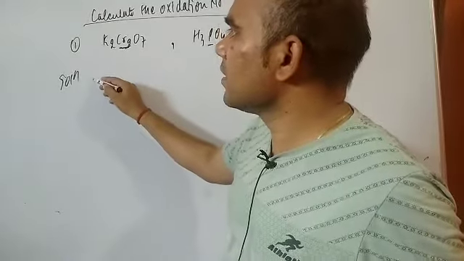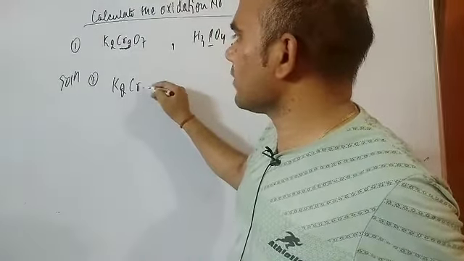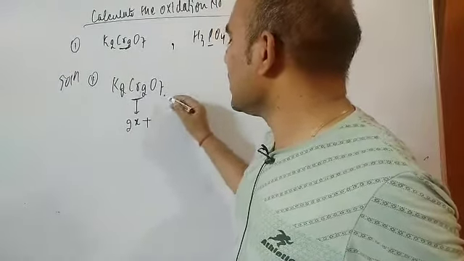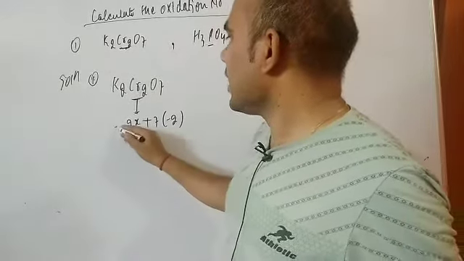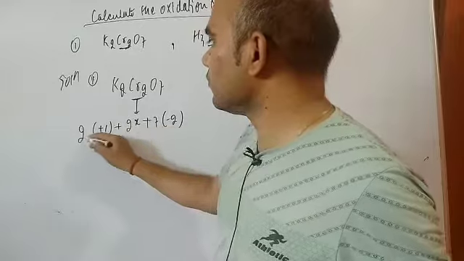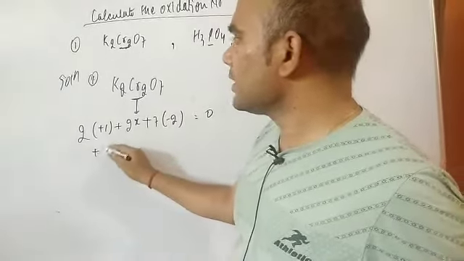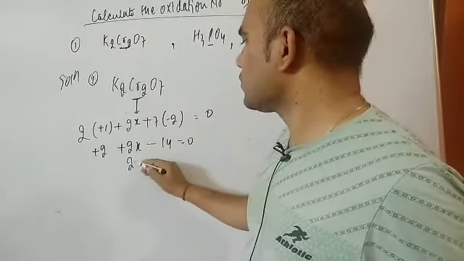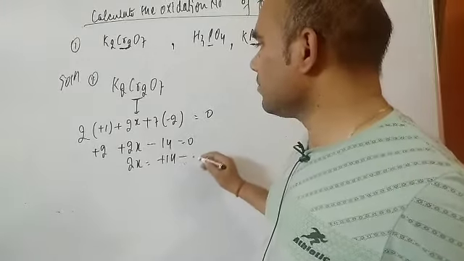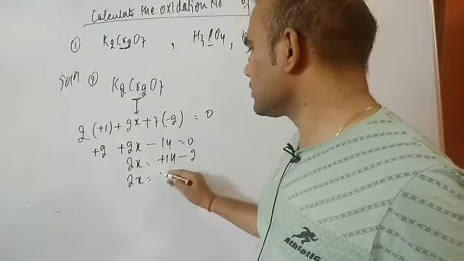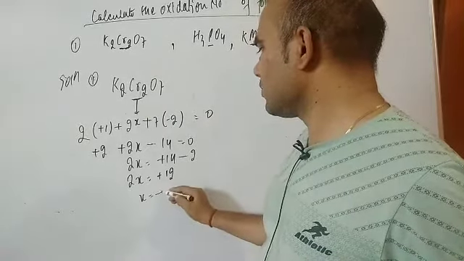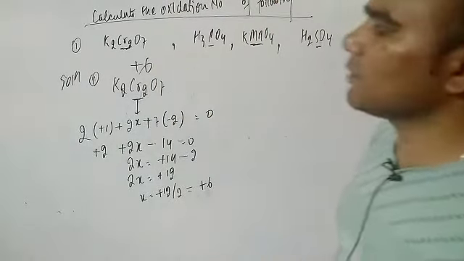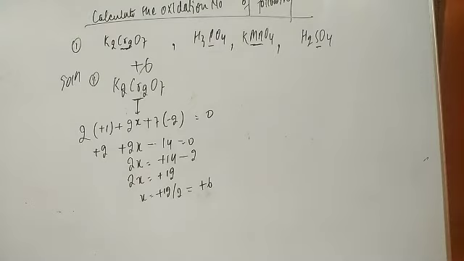Solution 1: K2Cr2O7. Chromium you consider to be x; 2 chromiums are there, so 2x. Each oxygen is -2, and potassium is +1 from group 1, multiplied by 2, equal to 0. So +2 plus 2x, minus 14, equals 0. So 2x equals 14 minus 2, that is +12. So x equals +12 by 2, that is +6. So the chromium oxidation number is +6 in the given compound.